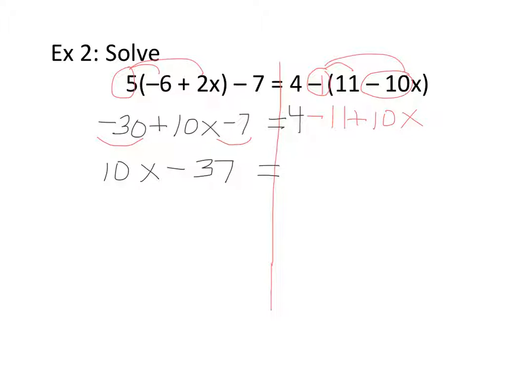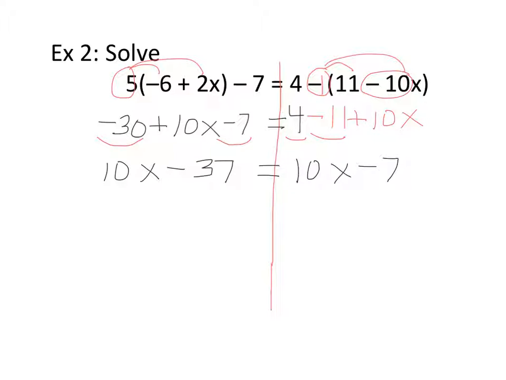On the right-hand side, it looks like I've got a positive 4 and a negative 11 that can combine together. And that 10x is the lonely guy here, so we're going to go 10x and then a minus 7. All right, now each side is as simple as it can be.